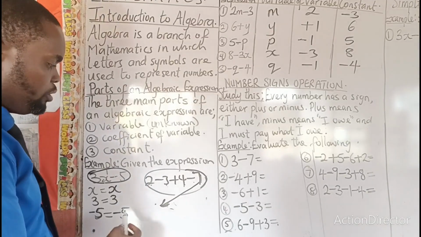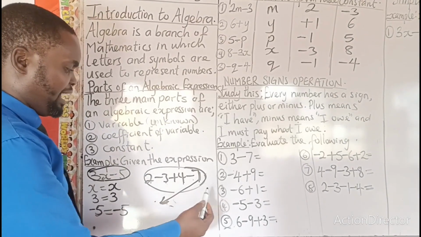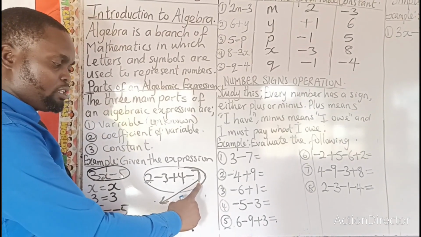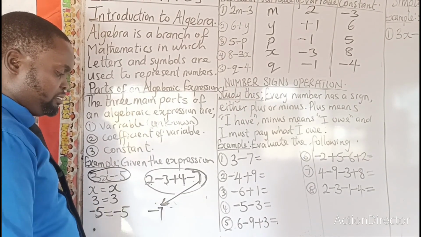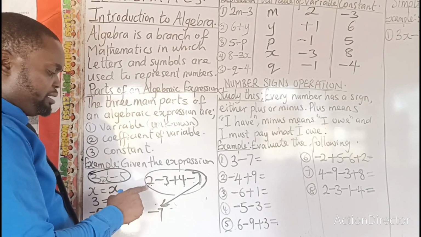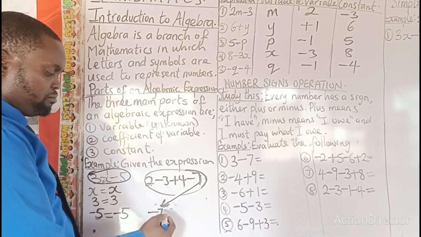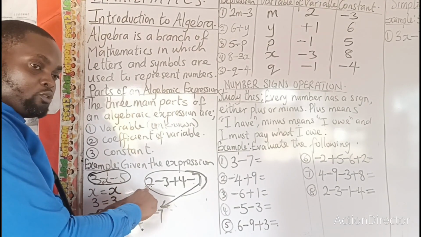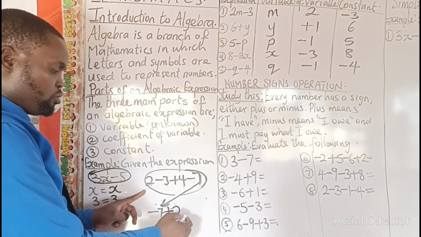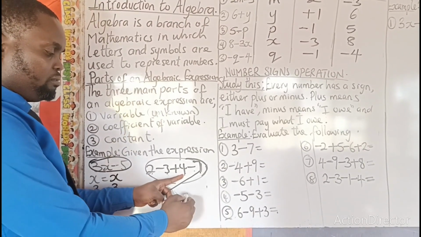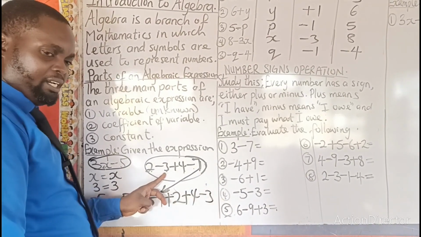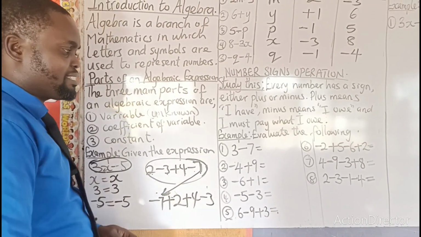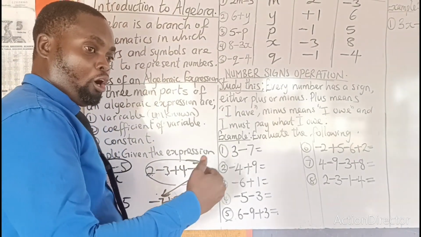So that means I can write this number, say, this one first. If you are going to write this one first, what would that be? Minus 7. If I say, give me this next, what will you say? Plus 2, because they did not put any sign; the sign is plus. Give me this one next, what will you say? Plus 4. Give me this one next, what will you say? Minus 3. Do you understand? So every number has a sign, either plus or minus.